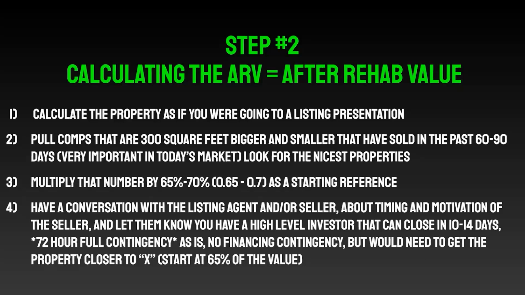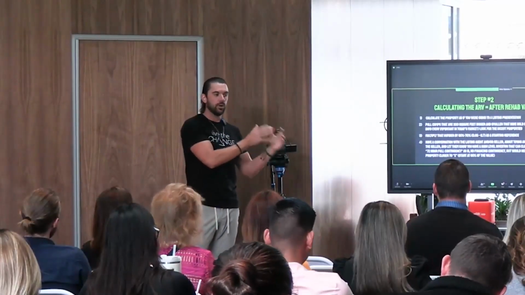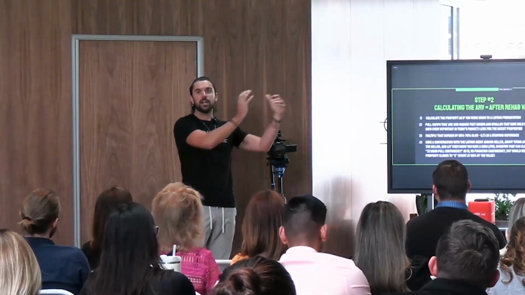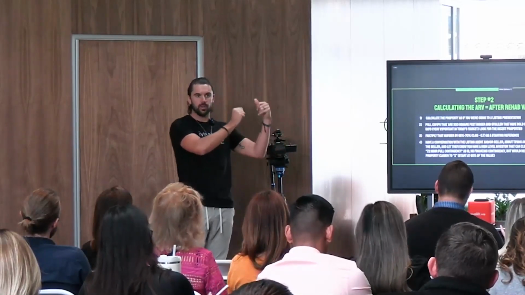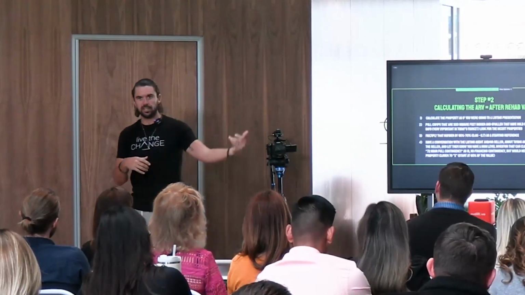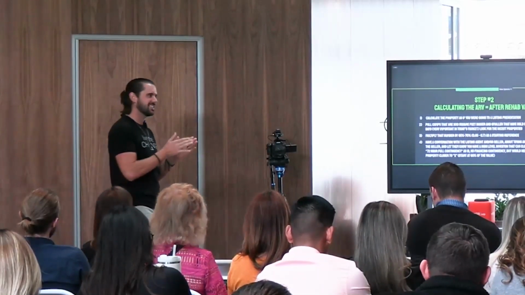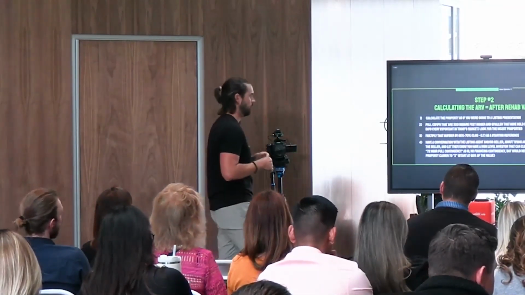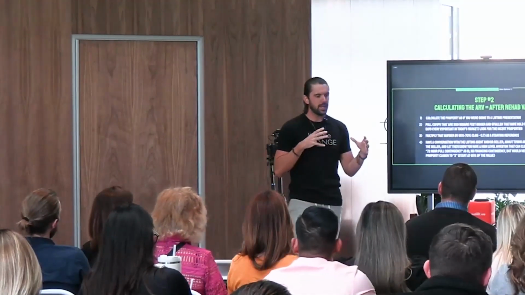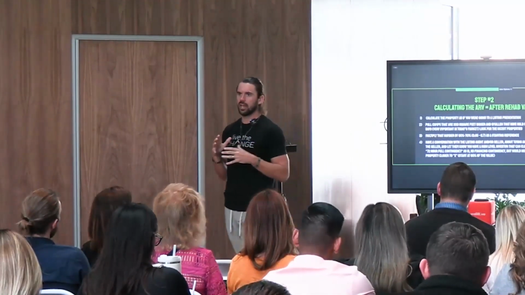just go pull comps from the last, in this market, I really need them in the last 60 days. Last 60 days, if we can get enough information from the last 60 days, because 120 days ago, we were in a different market, and 180 days ago, we were in a real different market, and 210 days ago, we were in a completely different market. So the last 30 to 60 days will give us the best valuation for our ARV.